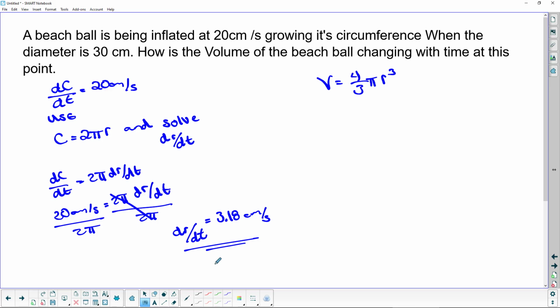So now we can go ahead and either work on our surface area or our volume, whatever the question's asking us to work on. If it started with surface area, it would have been different a little bit, depending on where it starts. So we're going to do volume because that's what it's asking. Okay, so we're going to do dV/dt. That's what we want.